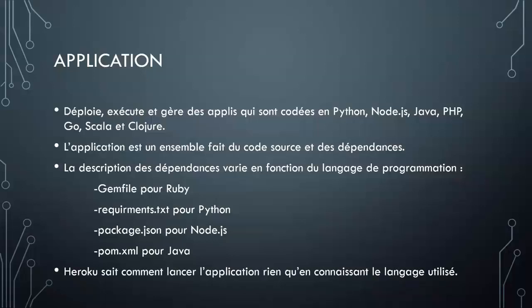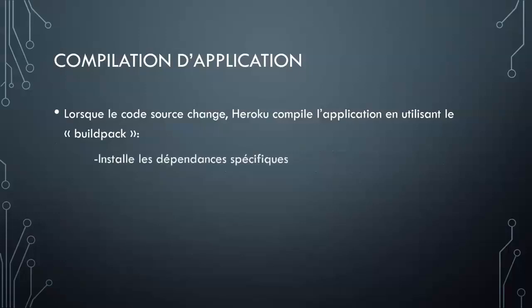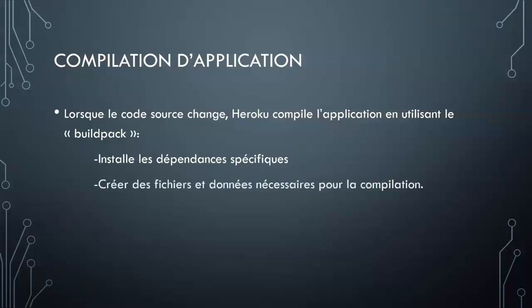Just with the source code and the dependency description, Heroku is smart enough to know how to run the code. It will first install dependencies and then run the application using them. Heroku has something called a buildpack, and it's the buildpack's responsibility to understand the code's dependencies and look for them so that the application can use them, as well as to create some data required to compile and run the code. It means things that are not from the code but that we need, like videos, for example.